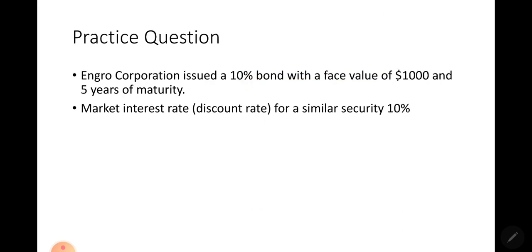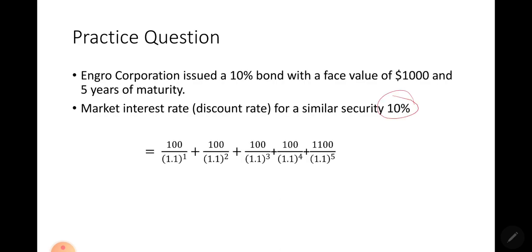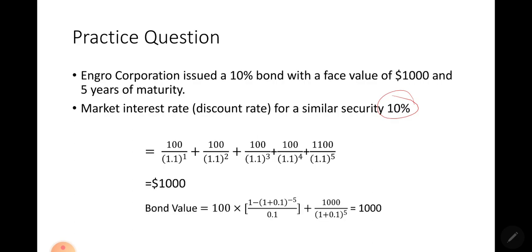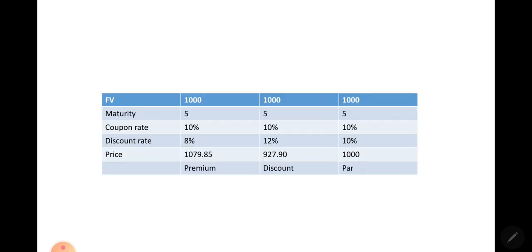Now you can calculate this using another interest rate as well. So now we have assumed that the market interest rate is 10%. Again, you can use both formulas. This formula is giving you an answer of 1000, and the other formula is also giving you an answer of 1000. So whenever the coupon rate and the market interest rate are equal, the bond will trade at par. Neither will it trade at premium, nor at discount, it will trade at par value.